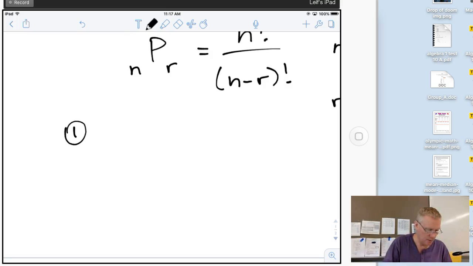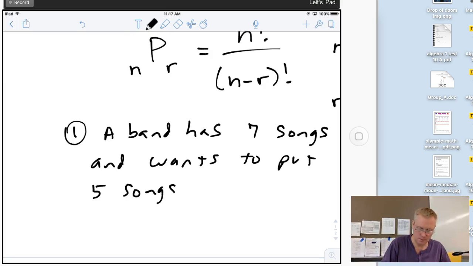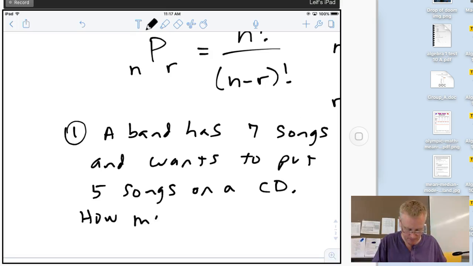Number 1. A band has 7 songs and wants to put 5 songs on a CD. How many arrangements of the 5 songs are possible?